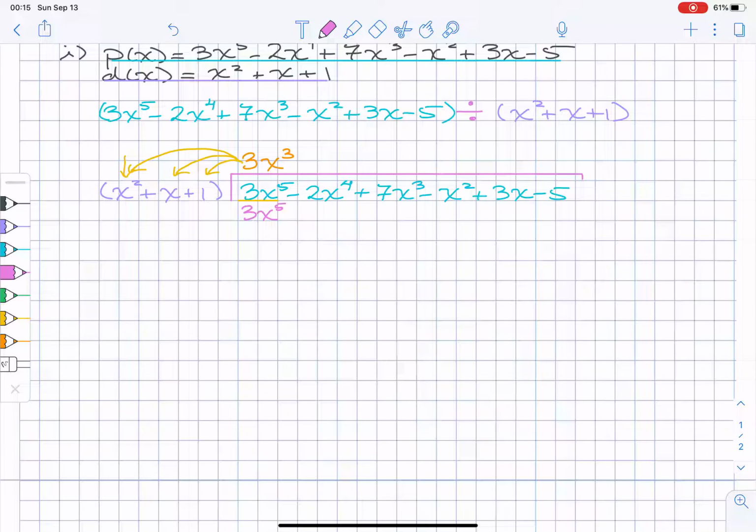Plus 3x cubed times x is going to be a positive 3x to the fourth. Plus 3x cubed times 1 is just 3x cubed. Notice that the powers in each term are under the powers they coincide with. Okay, so let me erase some of these lines. Hopefully you see what I did there.